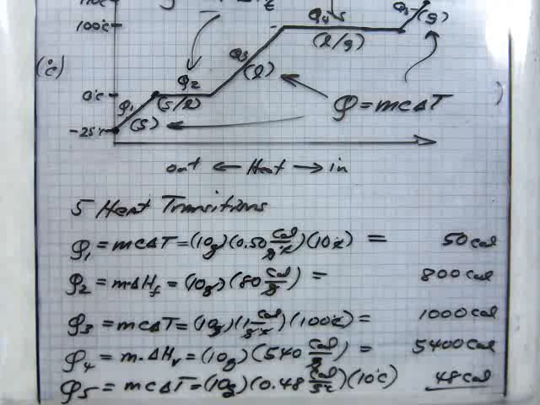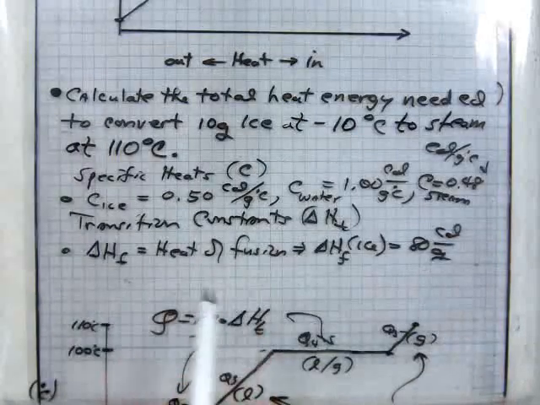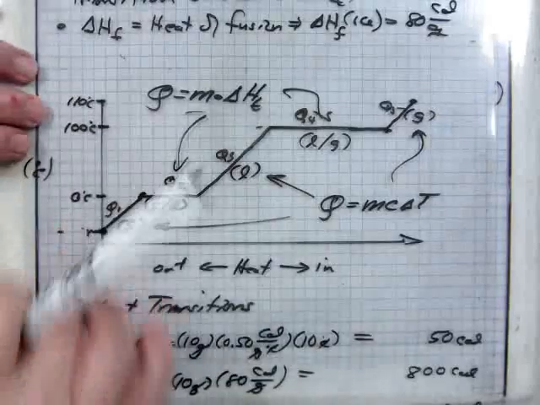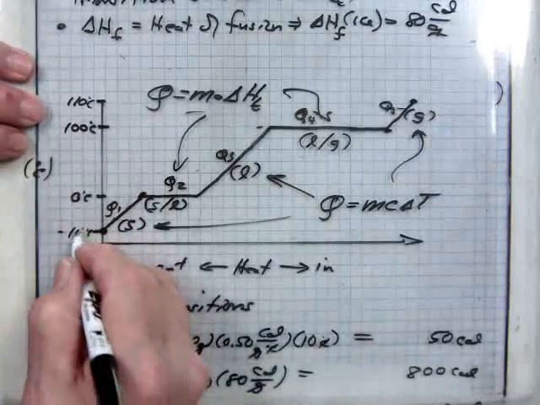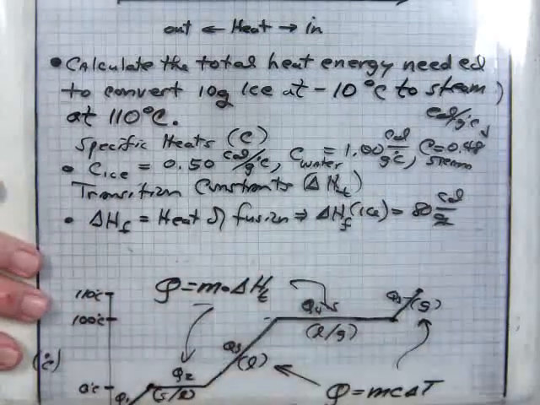Y'all back me up on this. I got 6398 when you add those energy numbers, somebody back me up on that. Minus 25. Did I do that? Oh, that should be minus 10. Sorry. Okay, that should be minus 10. So we're starting with a minus 10 going up to 110.